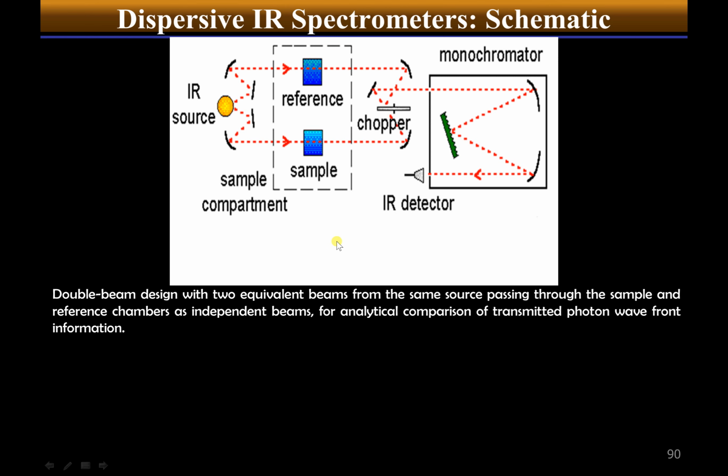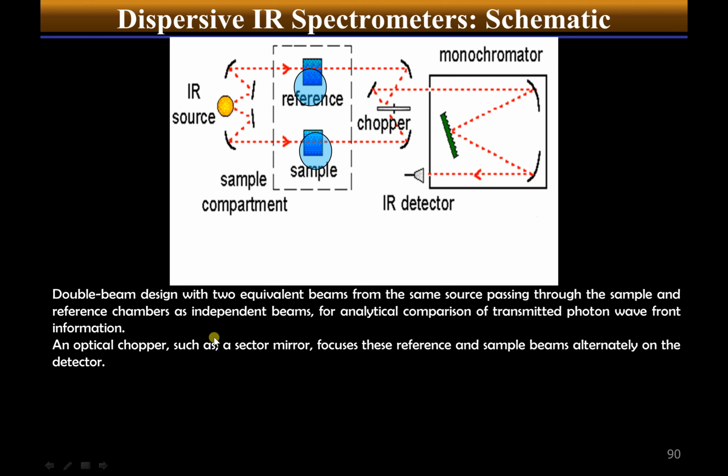So a double beam design with two equivalent beams from the same source passing through the sample and reference chambers as independent beams for analytical comparison of transmitted photon wavefront information. So you got a reference, you got a sample. An optical chopper such as a sector mirror focuses this reference and sample beams alternatively on the detector.